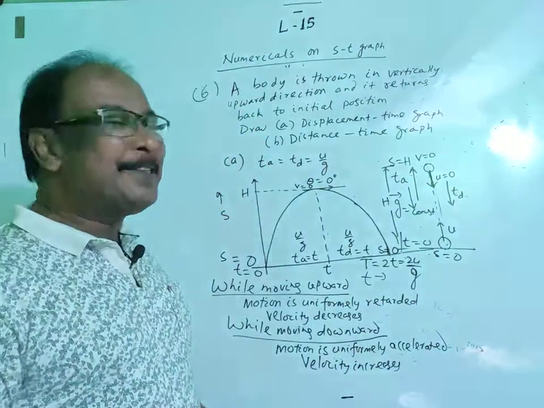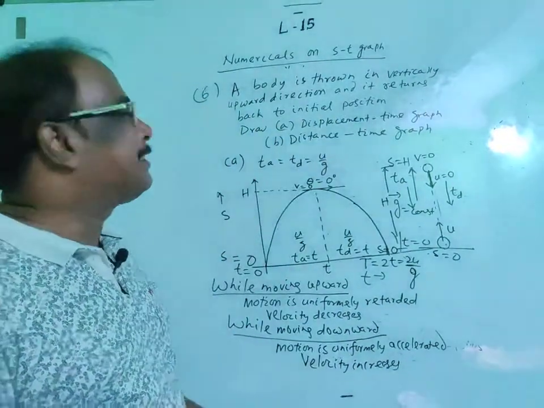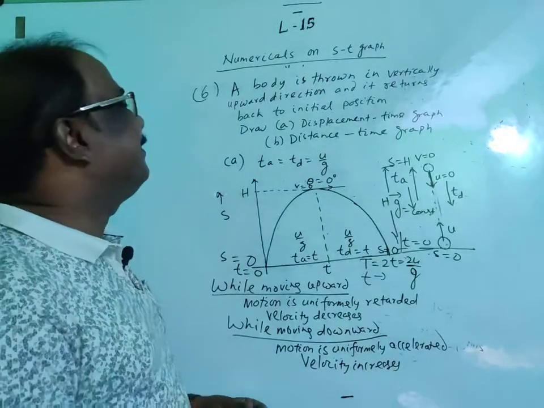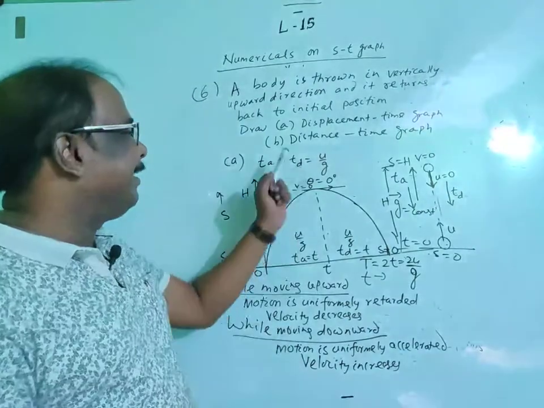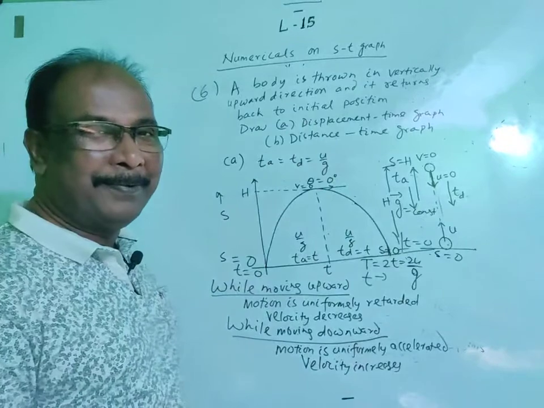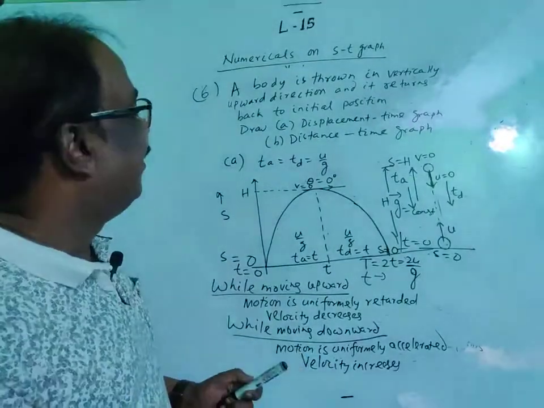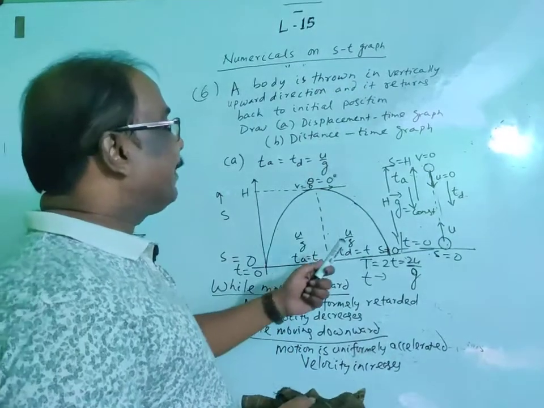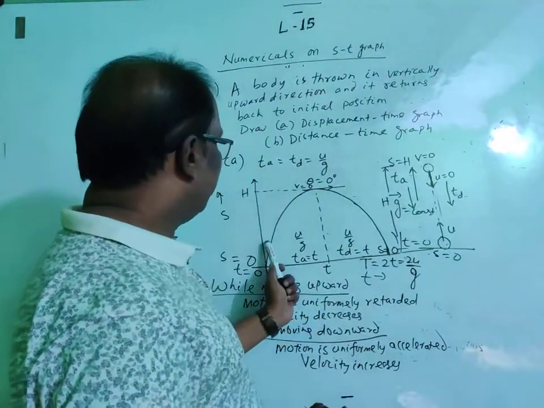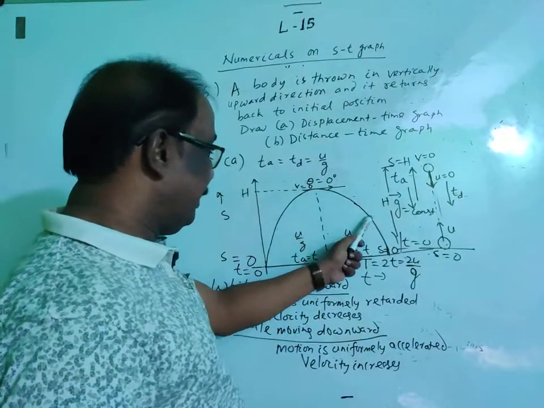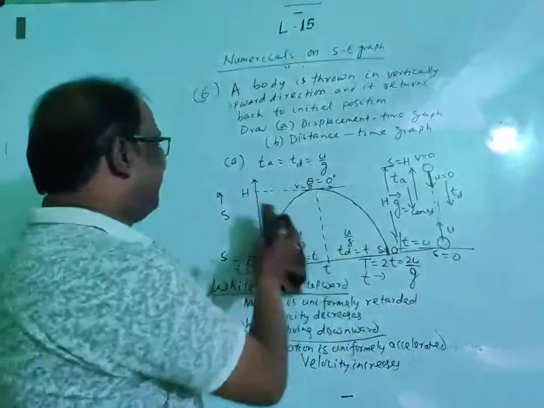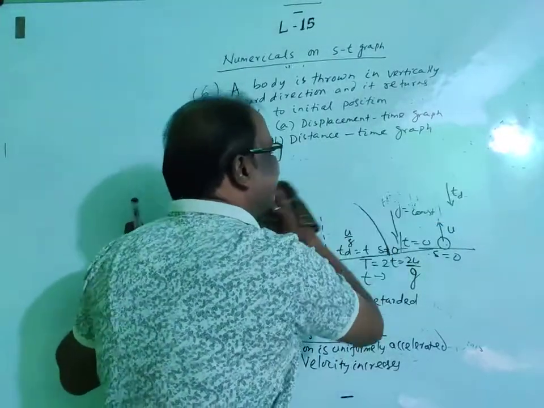This is about the displacement time graph for this given situation. And then the distance time graph. Okay, here you can observe that position increases and then the final position decreases. Okay, then part B.